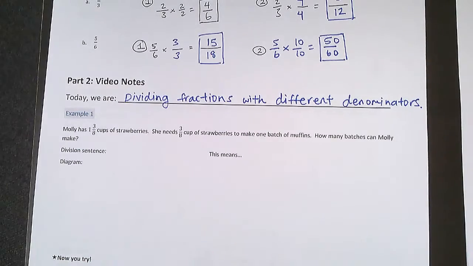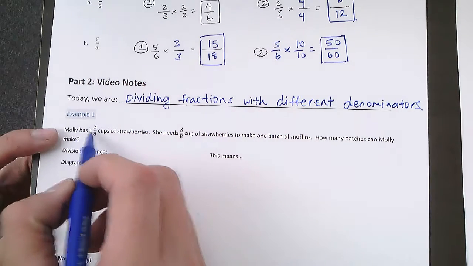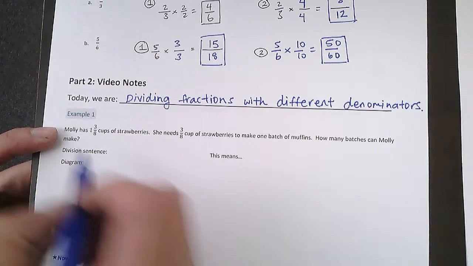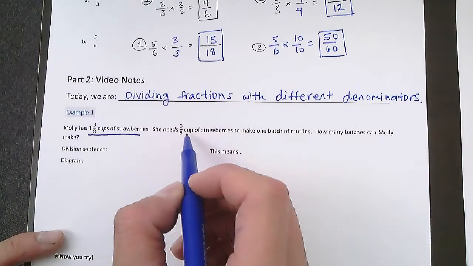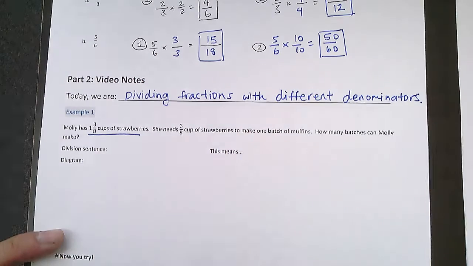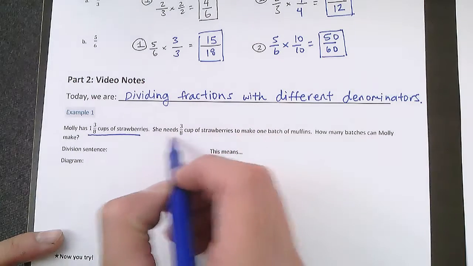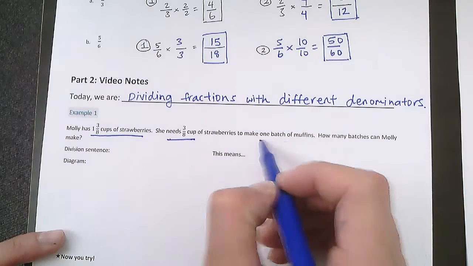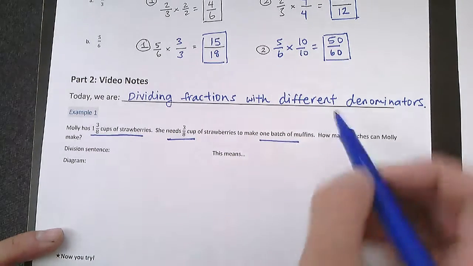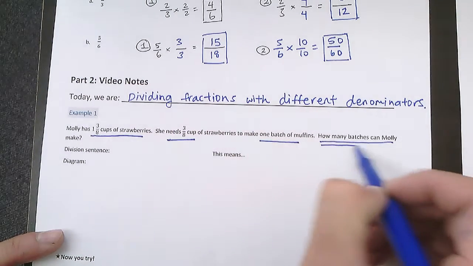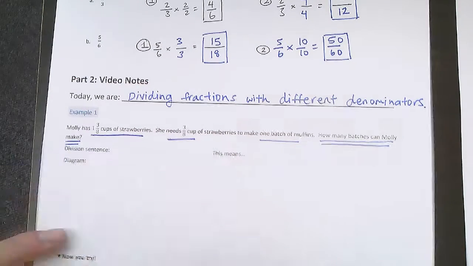And let's read our first example. As we read, I want you to underline the math clues and double underline what the problem's asking you to find. Let's take a look. Molly has 1 3/8 cups of strawberries. Okay, that looks like it might be a math clue to me. She needs 3/8 of a cup of strawberries to make one batch of muffins. All right, so she needs 3/8 of a cup for every one batch that she makes. How many batches can Molly make? Okay, that's what it's asking us to find, so I'm going to double underline that.